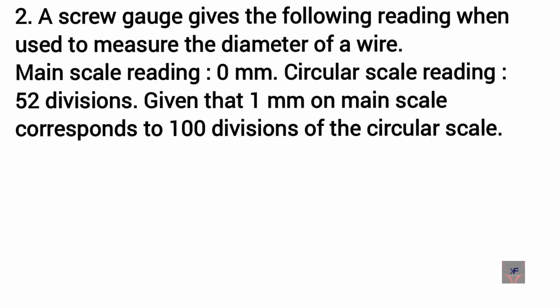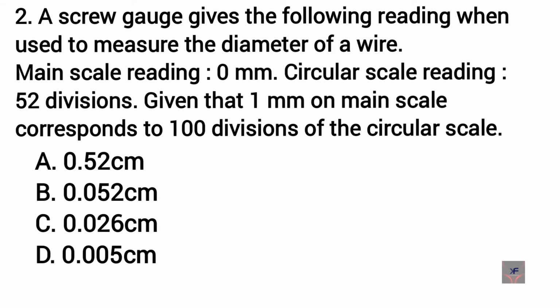A screw gauge gives the following reading when used to measure the diameter of a wire. Main scale reading is 0 mm. Circular scale reading is 52 divisions. Given that 1 mm on main scale corresponds to 100 divisions of the circular scale. This question was also asked in NEET 2021. The diameter of wire from the above data is. There are 4 options for this, as you can see here. So what's the answer for this?